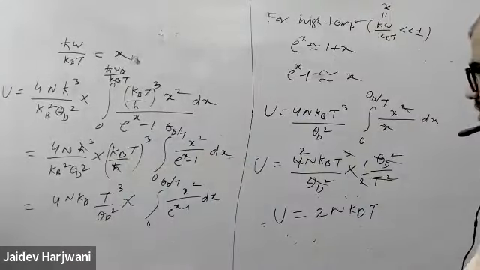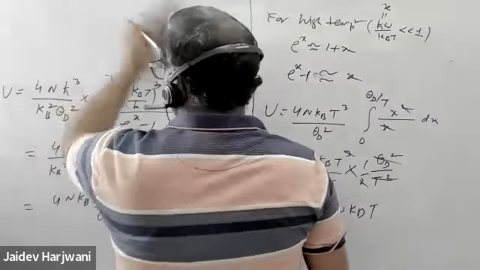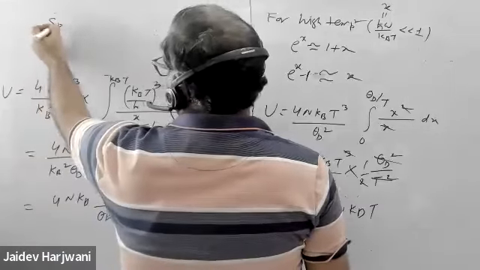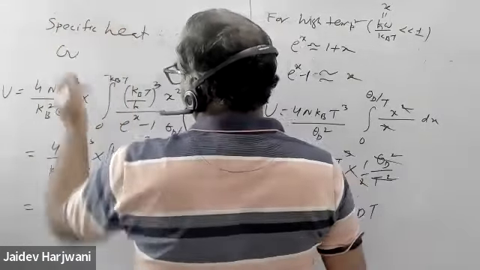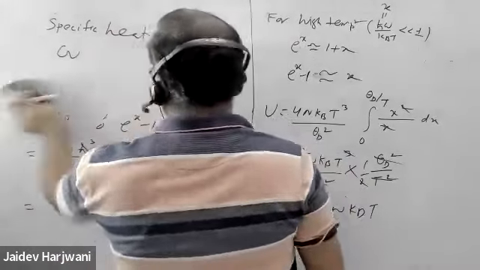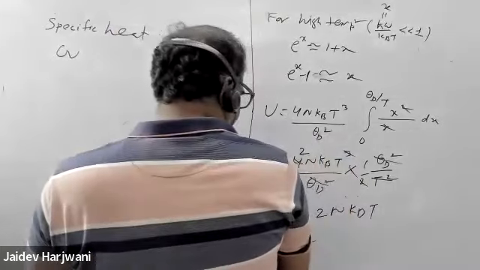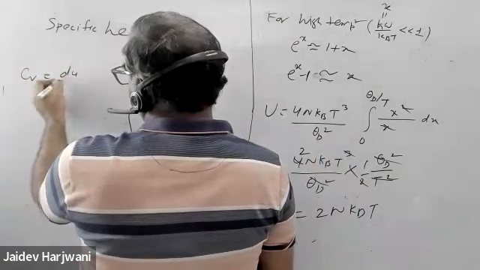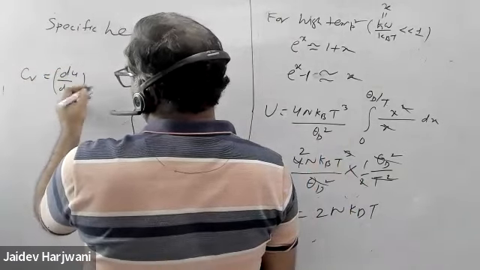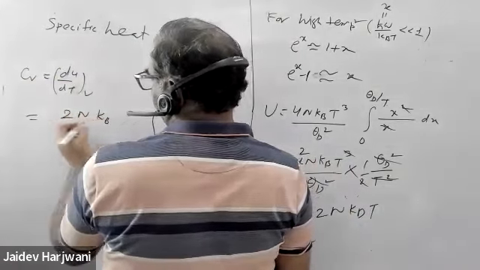Now you have to differentiate. If you differentiate, the specific heat CV will be du upon dt, and that will give you 2n kb.